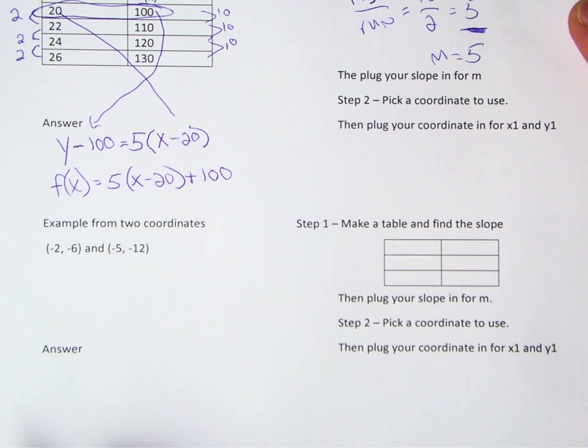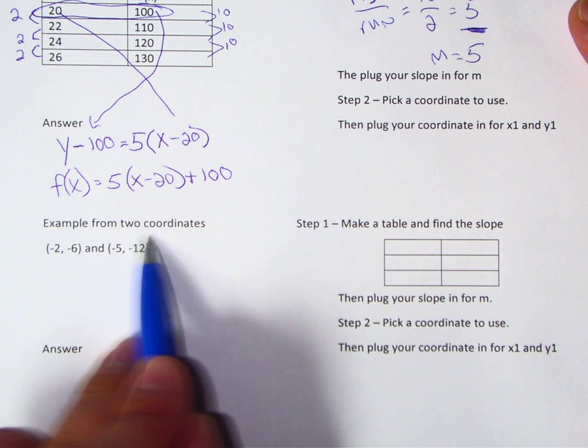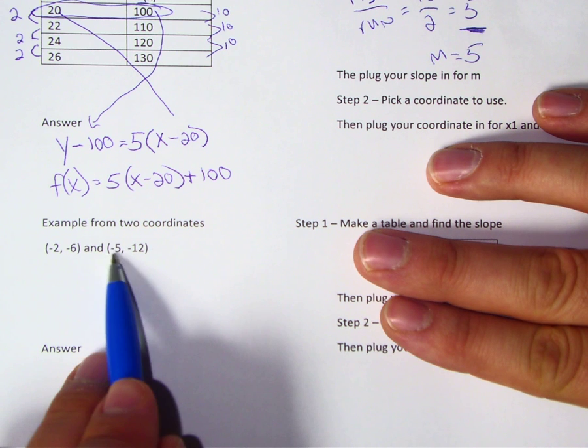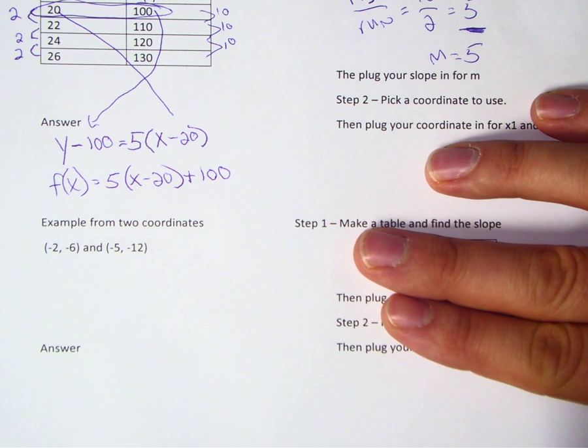All right, let's go ahead and do our next example. Our next example is to write it from two coordinates. So if you're going to write it from two coordinates, like these two coordinates, the first thing you're going to do is make a table and find the slope. So I'm going to give you a second, go ahead and find the slope.